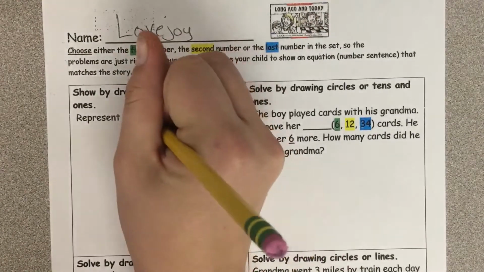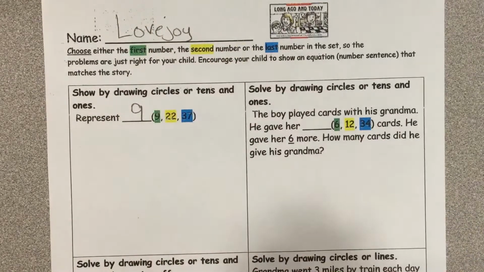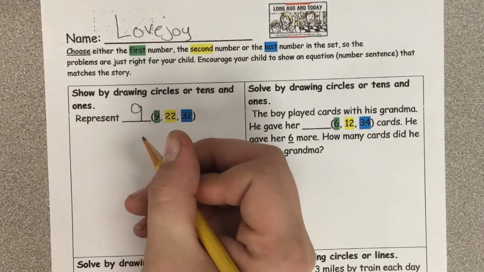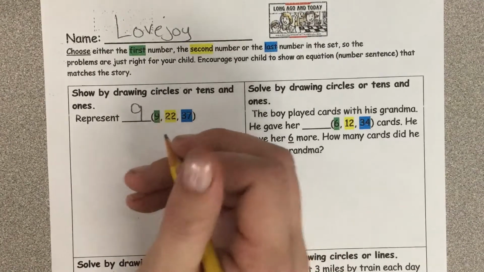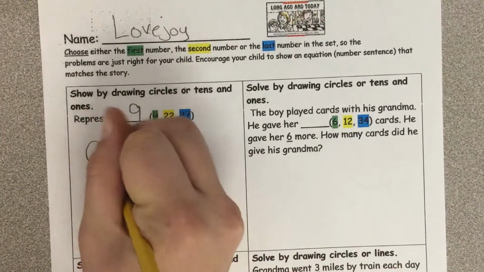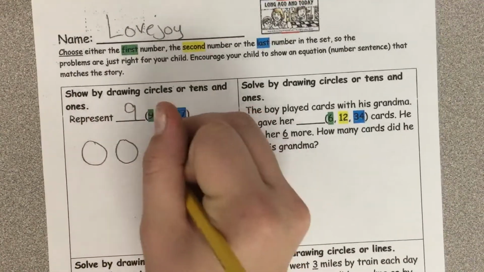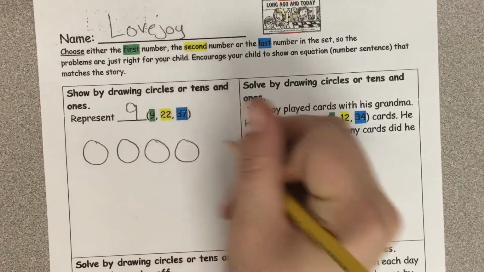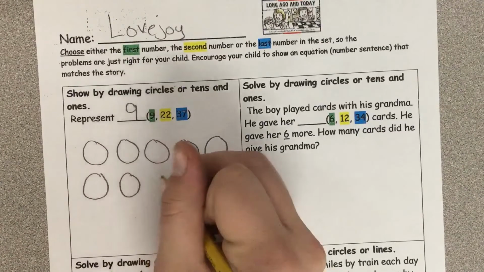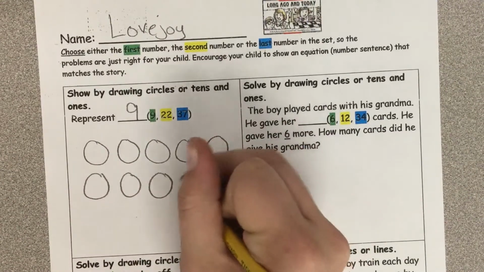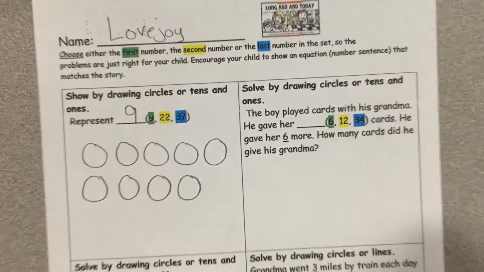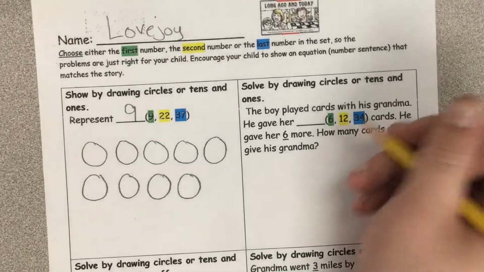So the first number, the green number, is 9. So I'm going to draw 9 circles to match the numeral. So I'm going to draw a picture to match the number. Then I'm going to go to the next one.